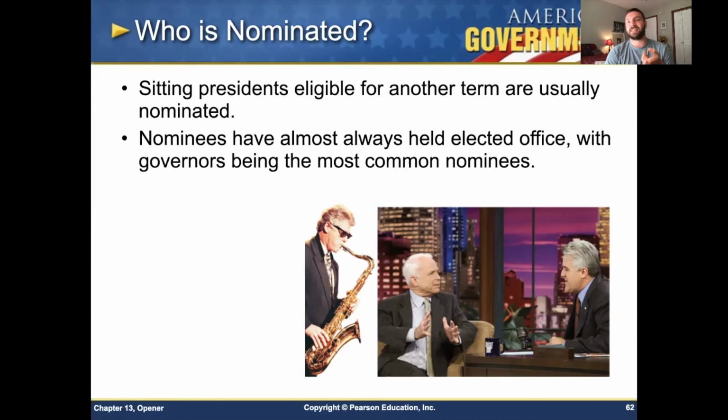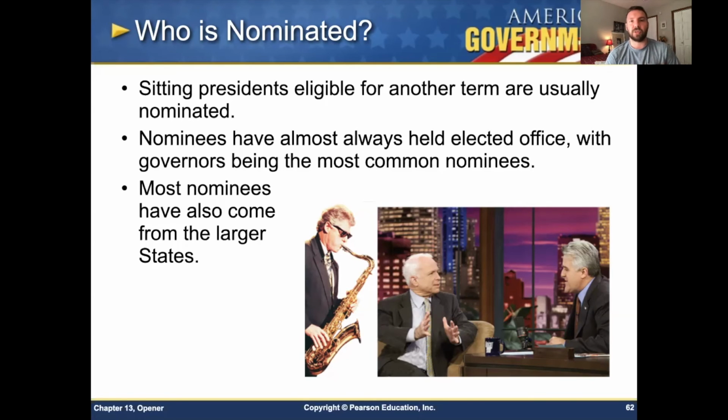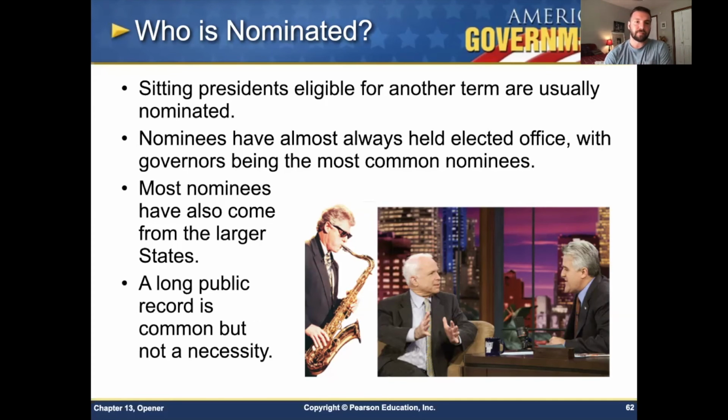You can have generals from the military who have gone on to become president. You think about Ulysses S. Grant or Dwight Eisenhower. But normally, you have some elected experience, and especially with governors, especially governors of large populous states, that's usually who winds up winning these nominations. You think about Ronald Reagan, he was the governor of California. Think about George W. Bush, he was the governor of Texas. You think about any of the presidents that have come from Ohio or Virginia. Those folks were either governors or senators or folks like that. Long public record is common, but again, not a necessity.